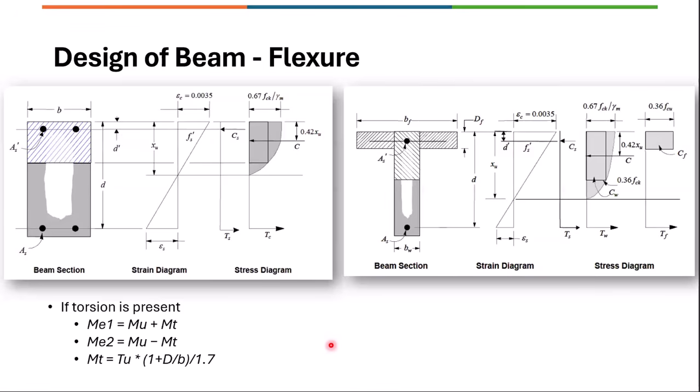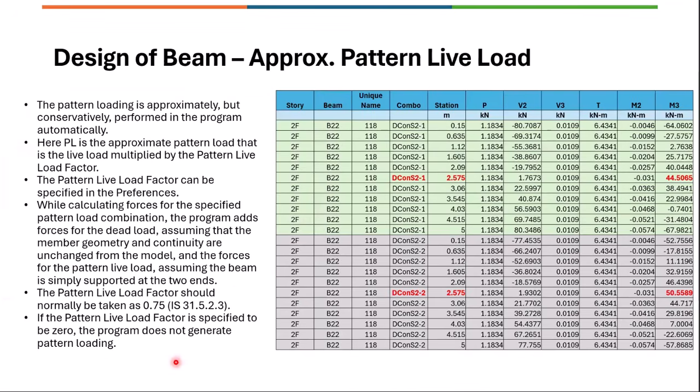The flexure also involves torsion if present. So the ME1 and ME2 will be designed, and the equation to convert the equivalent moment of the torsion is also done automatically.